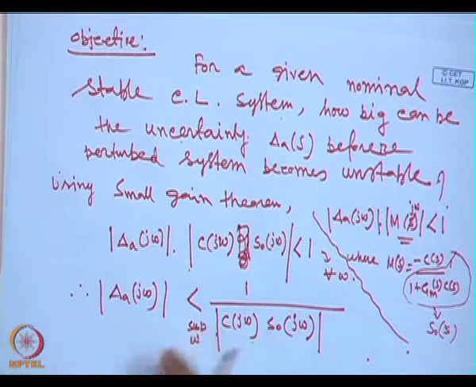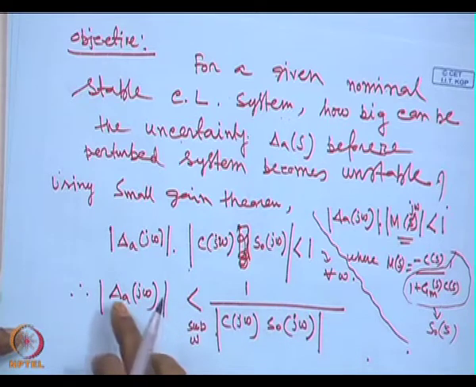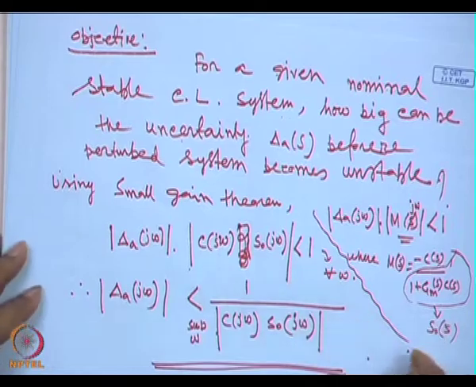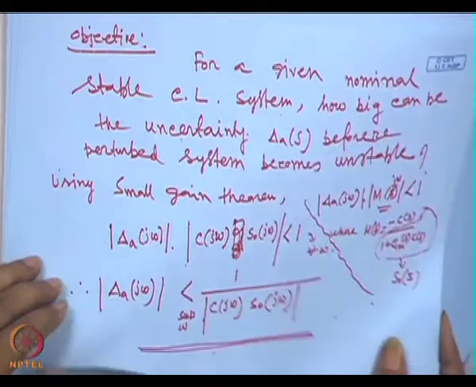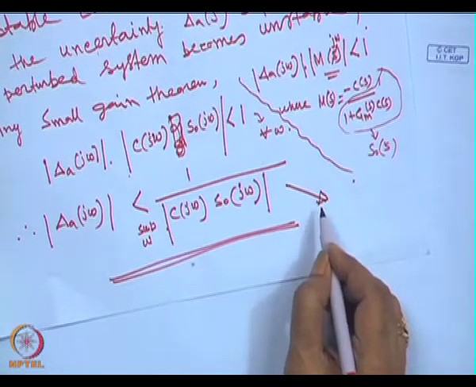So, we will change the frequency, we will take this magnitude. Next we increase the frequency, and at whatever frequency this will be the maximum, that value we will take. That will be the maximum perturbation before the system becomes unstable. So, you can find the perturbation bound by using the small gain theorem. Naturally, this result will give you conservative results.